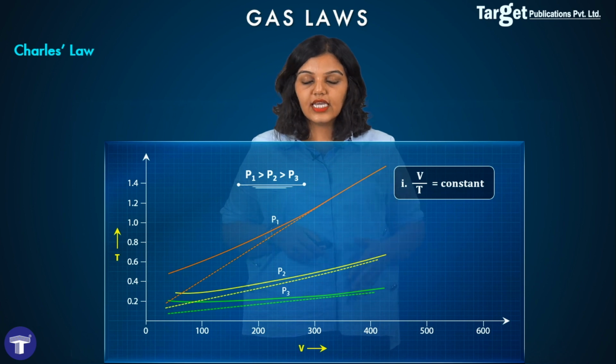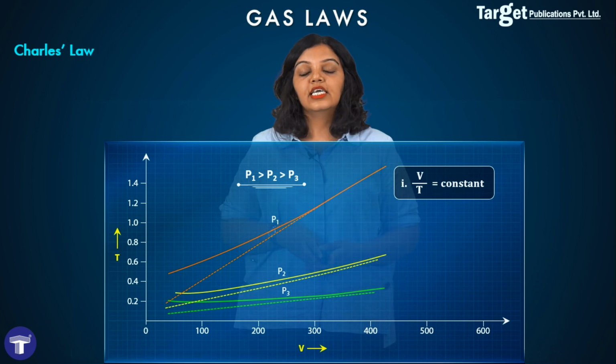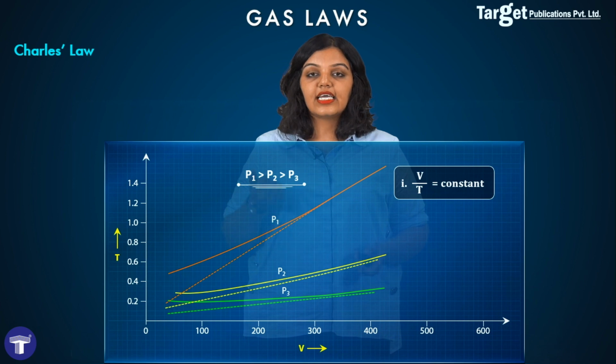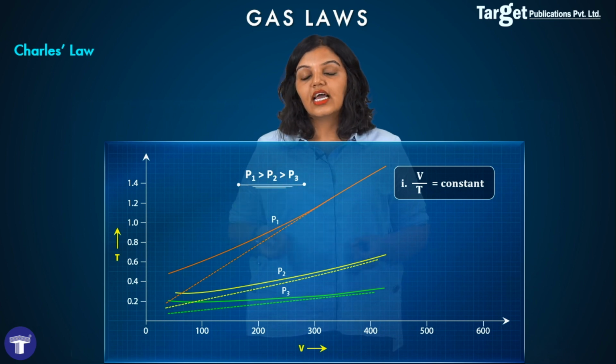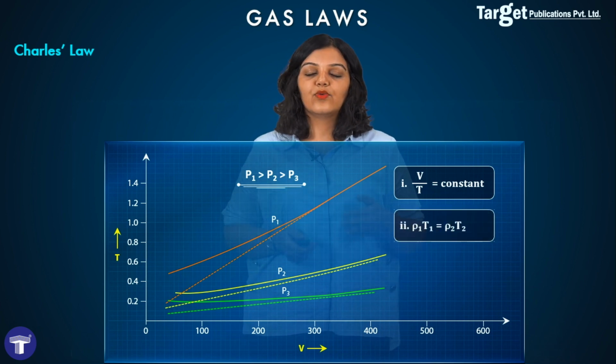Now again I can also say that volume is inversely proportional to density, so instead of writing V by T is a constant, I can say that rho T is a constant, and this is how I get rho 1 T1 is equal to rho 2 T2.